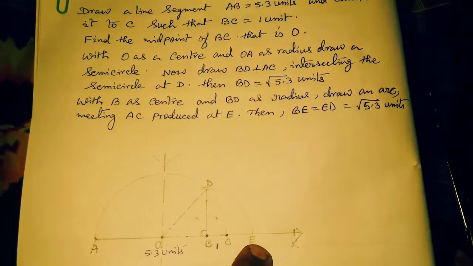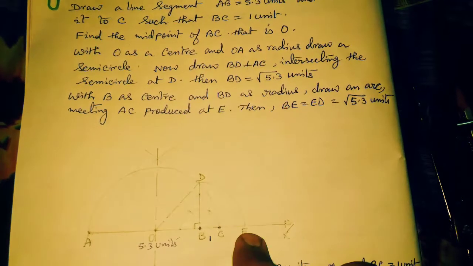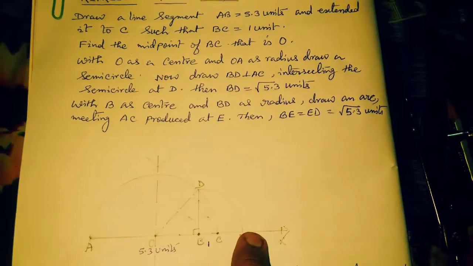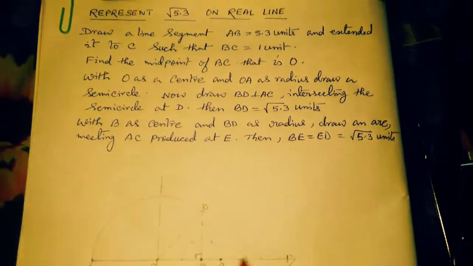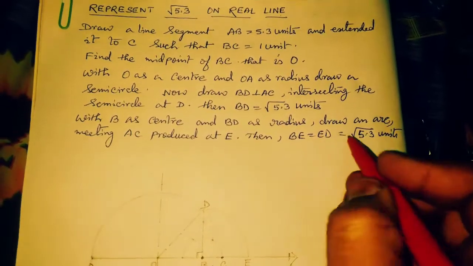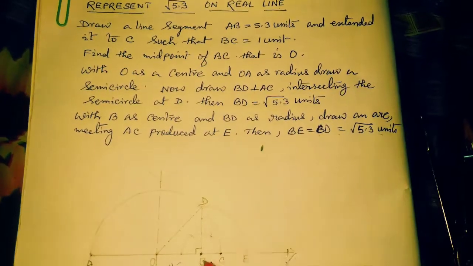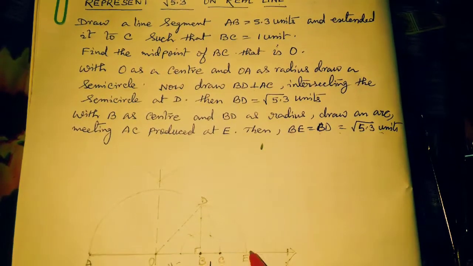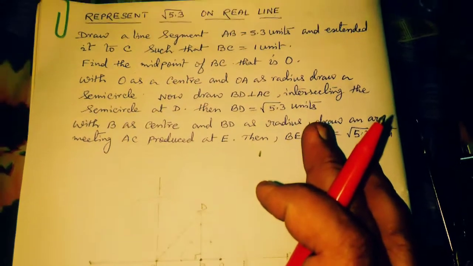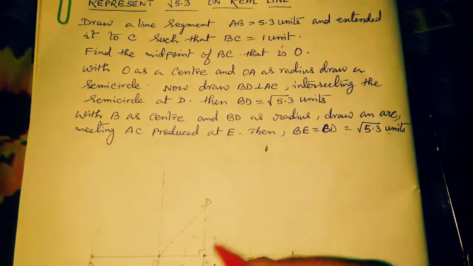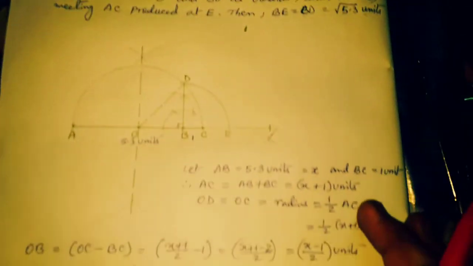So the value of this BE is under root 5.3, because BE equals BD, which is what I've written at first, BD, not ED. BD is coming under root 5.3. So the lengths BE and BD will be equal. This way we'll draw under root 5.3 on the number line. But how the value of BD is coming under root 5.3, that we'll see now.